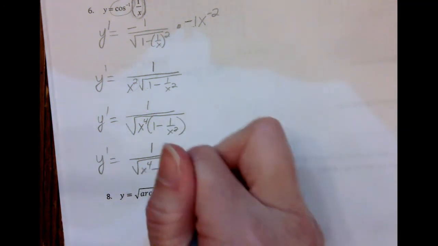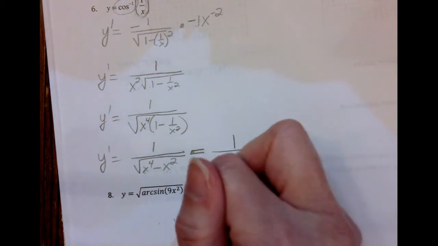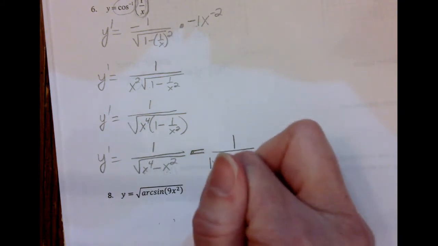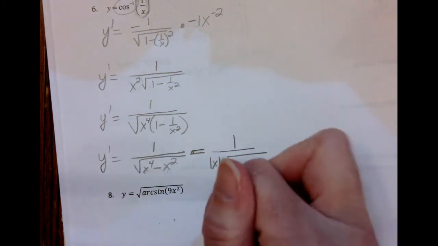You could also have another equivalent answer. x squared is a common factor. Let's pull x squared out. 1 over the square root of x squared, which is the absolute value of x, times the square root of x squared minus 1.